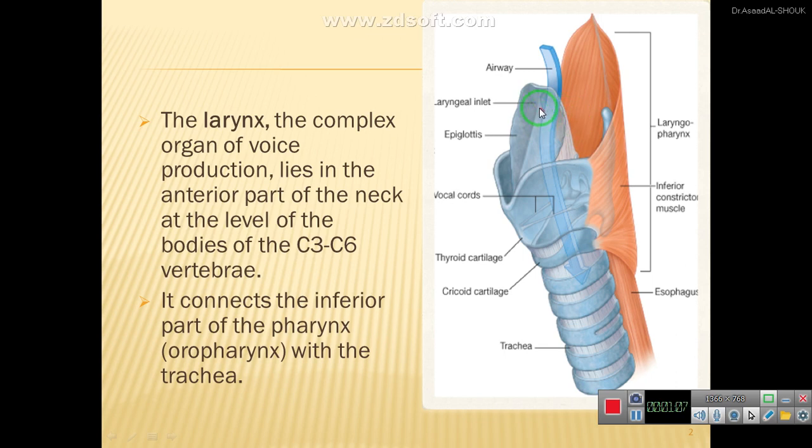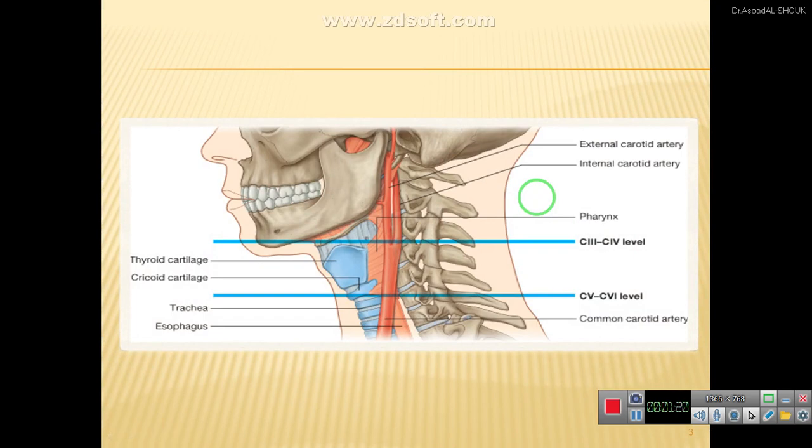The larynx becomes continuous with the trachea at the level of C6 vertebra. Generally it lies between C3 and C6. Here you can see the level of the larynx according to the cervical vertebrae.